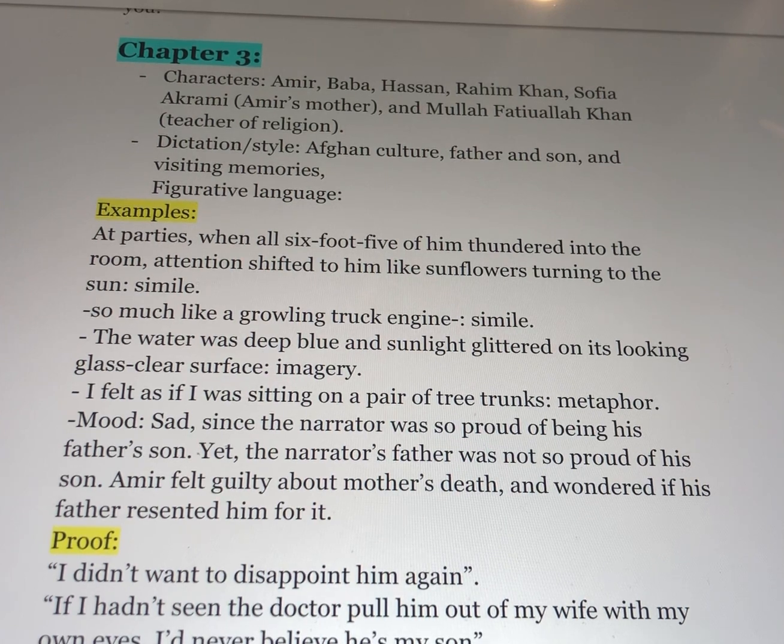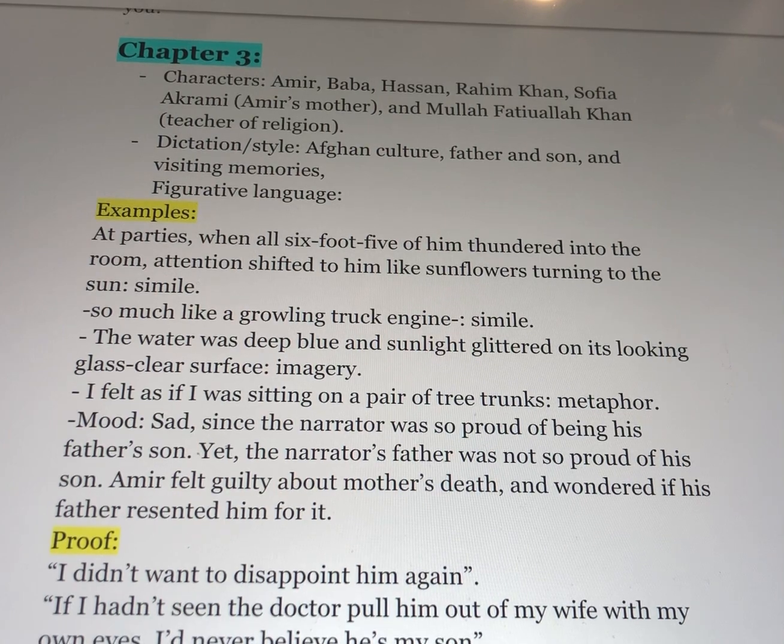"The water was deep blue and sunlight glittered on its looking glass clear surface." So this is just imagery. They're just describing the scene. "I felt as if I was sitting on a pair of tree trunks." So this is actually a simile because it's using "as." When you compare two things and you use "as," it is a simile.